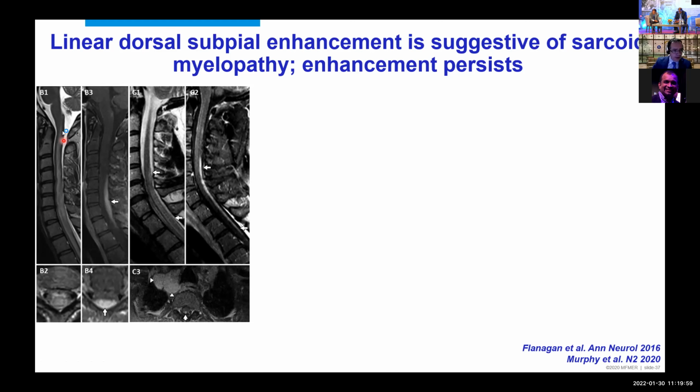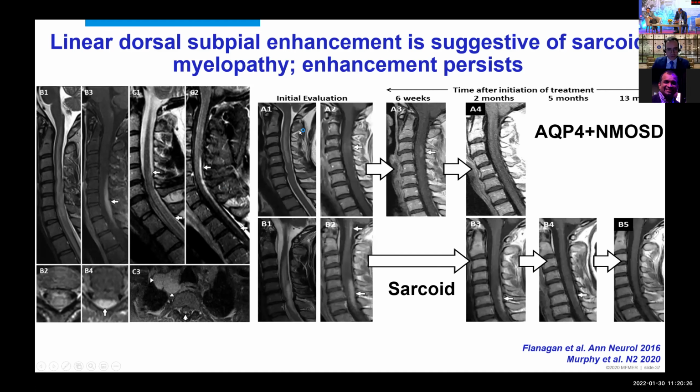So here we can see a patient with a longitudinally extensive lesion within the cervical cord. And then we can see this dorsal subpial enhancement. Here we can see in the axial image this subpial enhancement. Another example here, and this is very typical of sarcoidosis. And here, sometimes you'll get a clue on your MRI of the thoracic spine. You can see these bulky hilar and mediastinal lymph nodes here. But if you see this pattern, you really want to think about sarcoidosis as the most likely etiology.